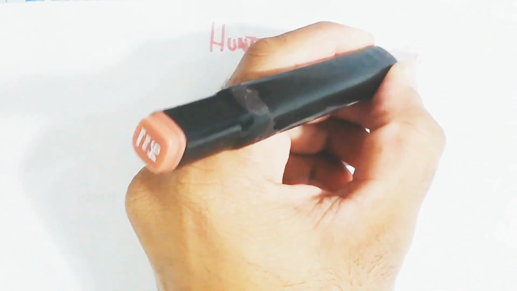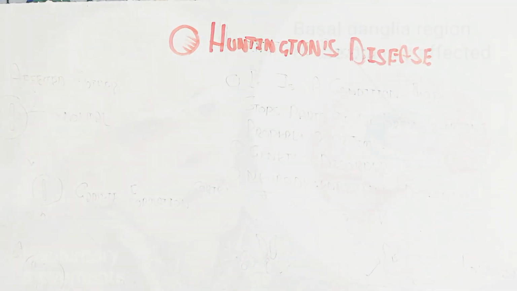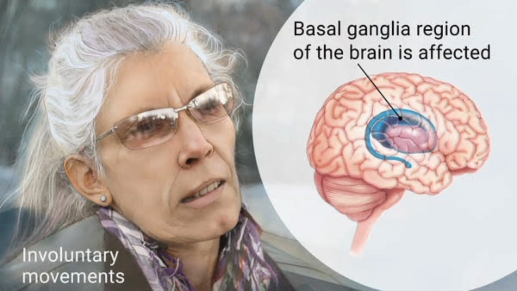Hello, in this video we will learn about Huntington's disease. This is a disease due to a genetic mutation, and the basal ganglia region of the brain is affected, causing involuntary movements in the body, as motor control is lost.